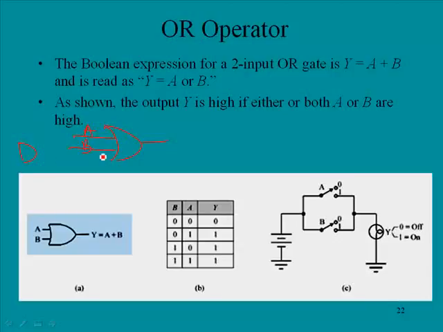So again, here is our truth table, and recall that you're going to have a true, or you're going to have a high out if either A or B is high.